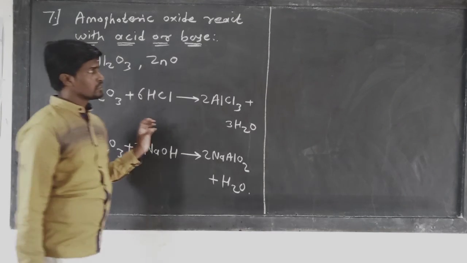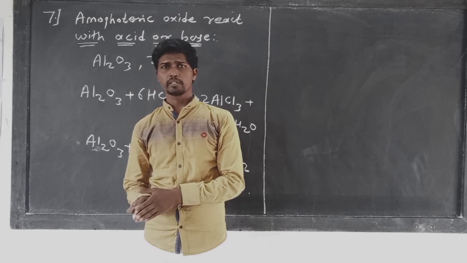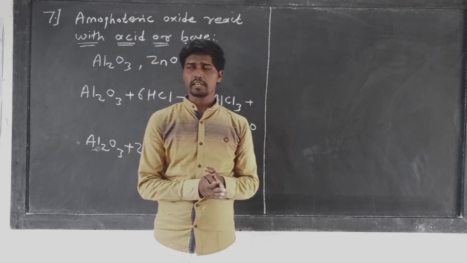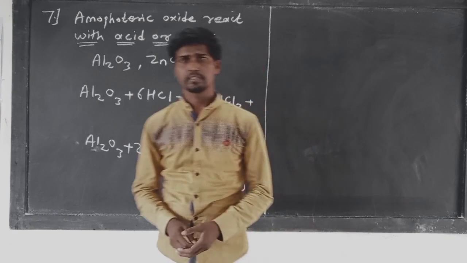Okay, today see the 3 points. First is metallic oxide reacted with acid, and non-metallic oxide reacted with base, and these are amphoteric oxides reacted with acid or base. Okay, thanks.